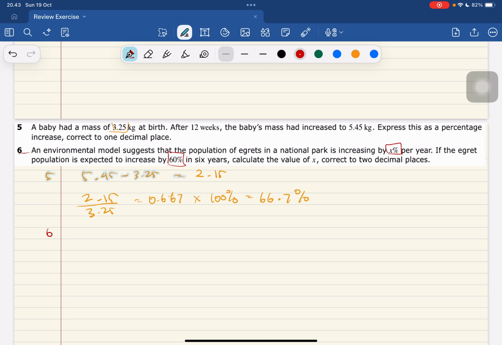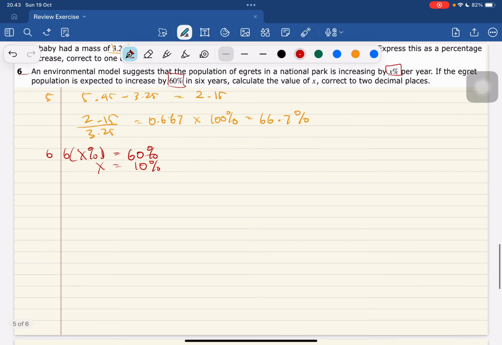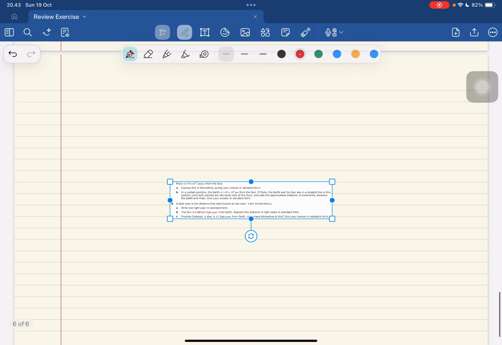So the original is egret national park by X. So X plus X also. Okay, this is 6 times. Need to be 60%. So X is going to be 10%. Okay, there it is. Last page.